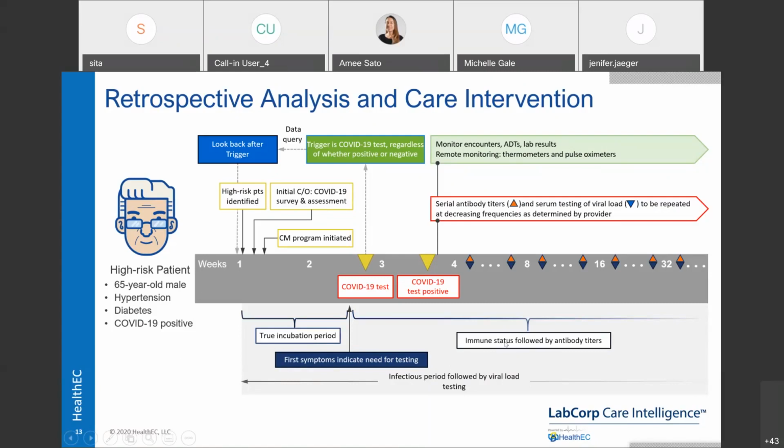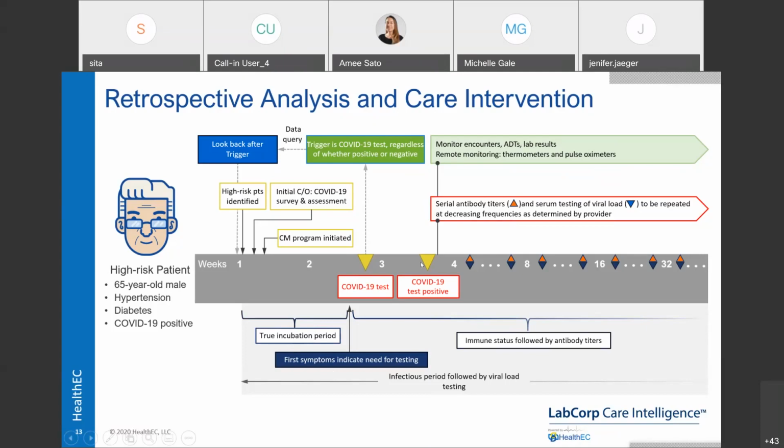Recommending that this person get tested because he's at high risk. We get a test, whether positive or negative, and we will get the results of the test in real time, and that triggers a retrospective analysis if it's positive. We can look back at the period of time, what we call the incubation period, from when he first reported symptoms to when he first had his test.